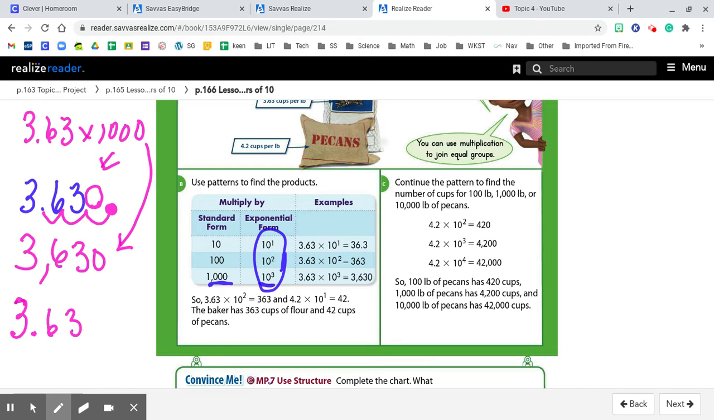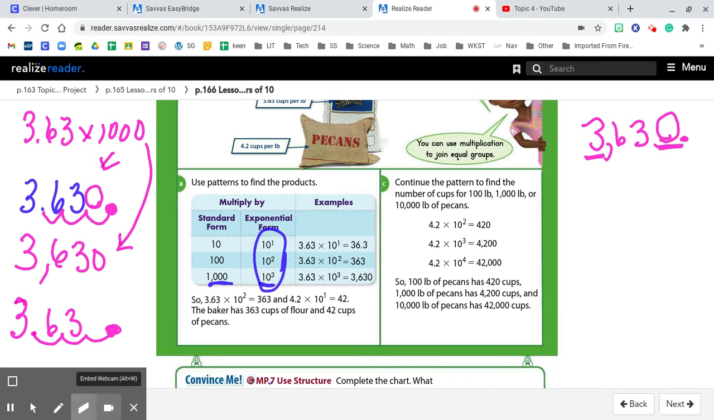3.63 times 1,000 moves our decimal 1, 2, 3. So that would be weird. Have you ever seen a number that looks like this? Then there's a giant space and a decimal. We don't write our numbers like that. It's very confusing. We need to make sure the reader understands that there's something in that space there. So that 3 is a 3,000, not a 300. So it's really important that you annex that 0.